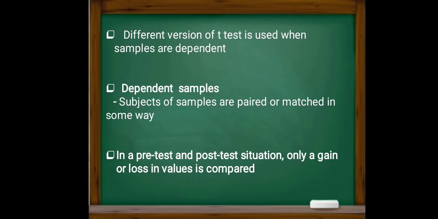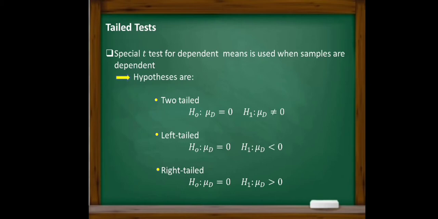Samples are considered to be dependent when the subjects are paired or matched in some way. In a pre-test and post-test situation, only a gain or loss in values is compared. When the samples are dependent, a special t-test for dependent means is used. This test employs the difference in values of the matched pairs.